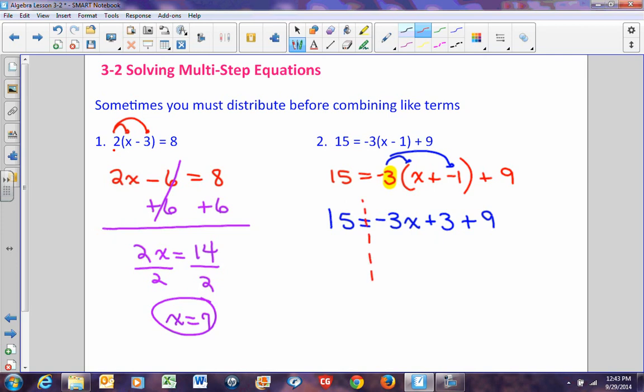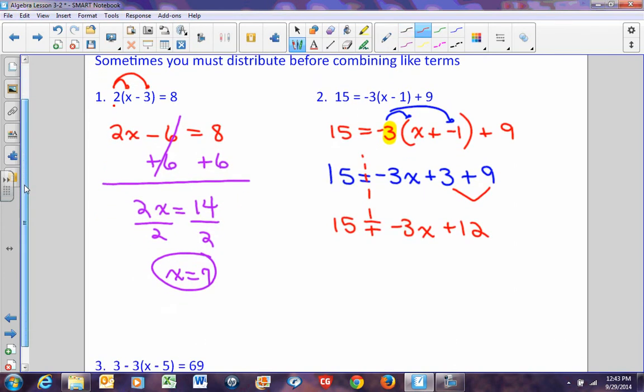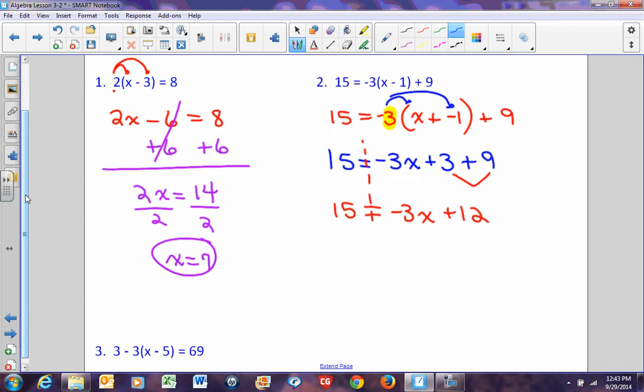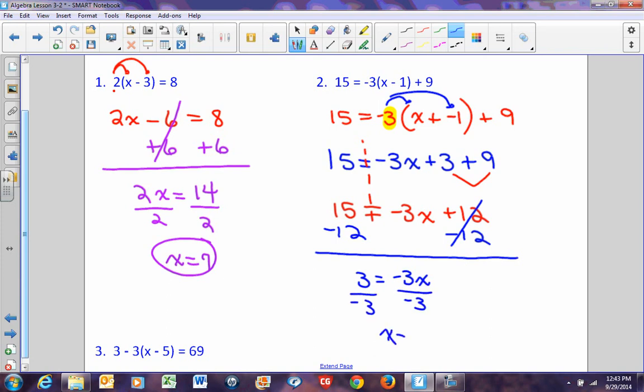Again, here's the dividing line between my equations, so I have to look and see if there's any like terms. These are like terms. I can add them together. So I get 15 equals negative 3x, 9 plus 3 is 12, so we get plus 12. Now to solve for x, I simply need to subtract 12. I will subtract 12 from this side, subtract 12 from this side. These will cancel. 15 minus 12 is 3 equals negative 3x. Now I divide by negative 3, and x equals negative 1.